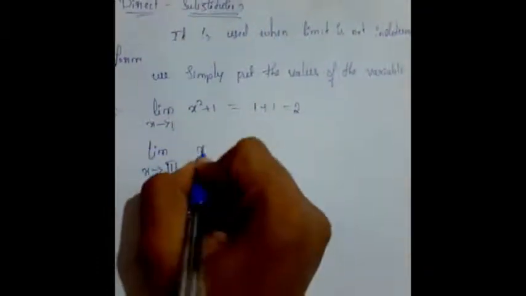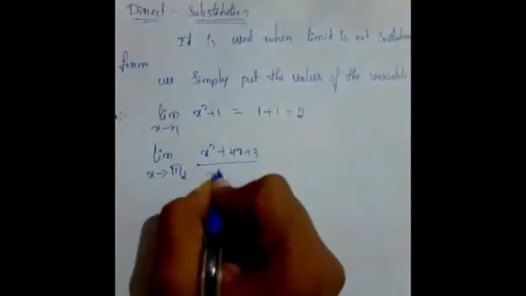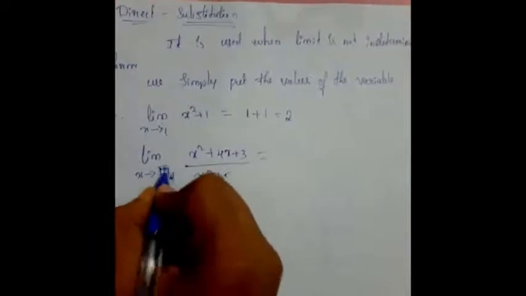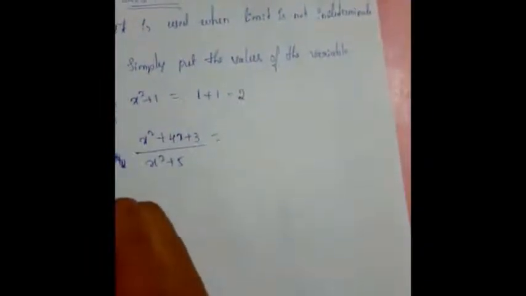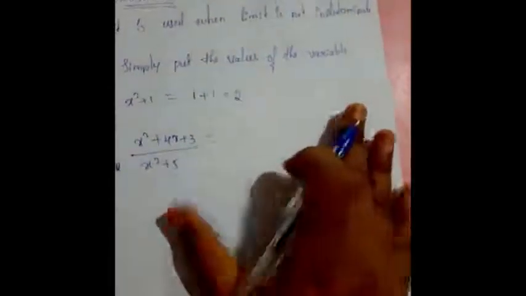Similarly, limit x tending to 1 of (x square plus 4x plus 3) whole divided by (x square plus 5). Wherever x is there, we have to put the value that x is approaching. Here x is approaching the value 1, so wherever x is there, we have to put the value 1.